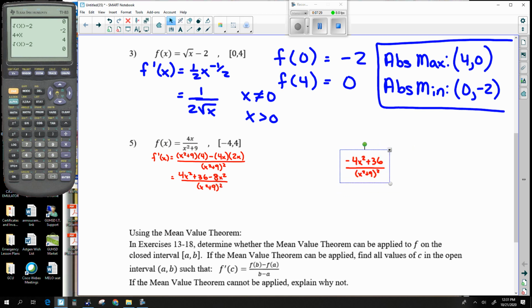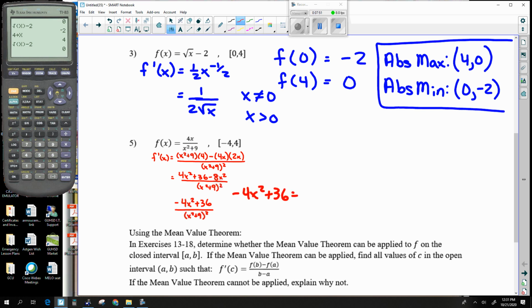Okay, so again, we still need to find the critical points of this. The denominator is not going to do anything for us. We can't make x squared into a negative 9 somehow, so we don't worry about that. The only critical numbers are when this thing is straight up equal to 0. So when is 4x squared plus 36 equal to 0? This leaves us with x squared equals 9, so x is equal to plus and minus 3. Plus and minus 3 are the critical numbers. When you take a square root, you have to put in a plus minus.